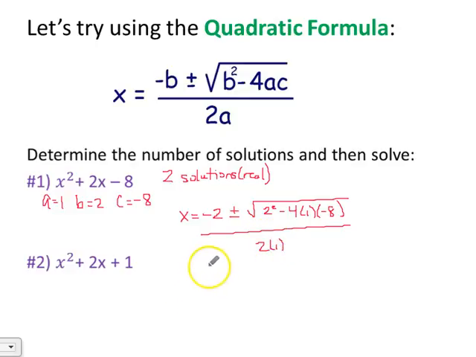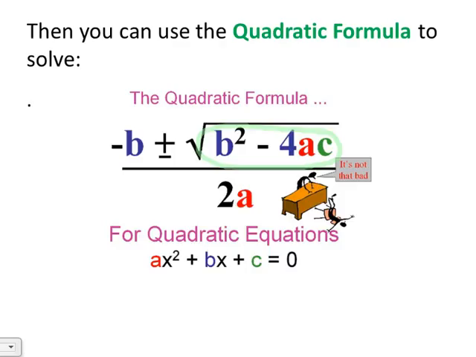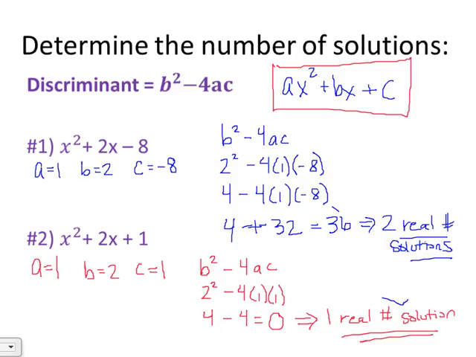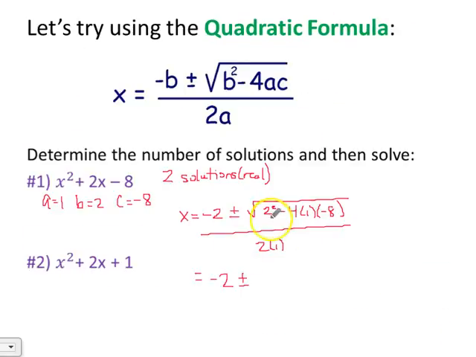Now we're going to start cleaning this up. So I'm going to do negative 2 plus or minus, and clean up what's underneath the square root sign. We already figured out the discriminant. 2 squared is 4, and 4 times 1 is 4. And then 4 times negative 8 is negative 32. We had that double negative in there, the 4 minus the negative 32, so 4 plus 32. We already did this part, so I'm going quicker.